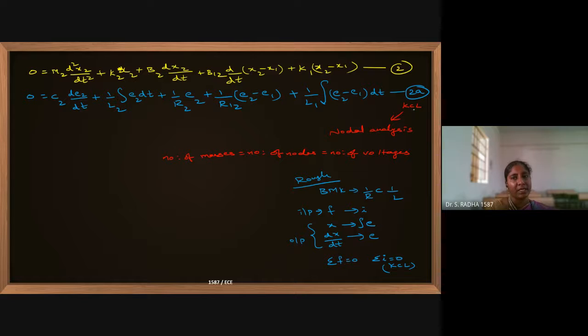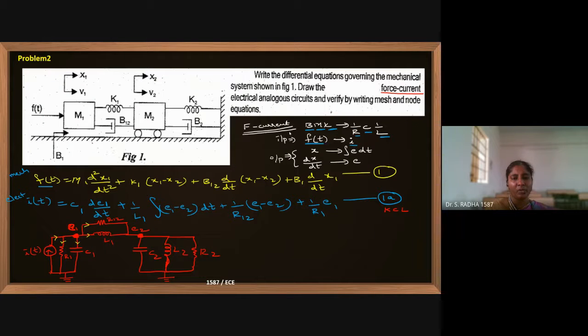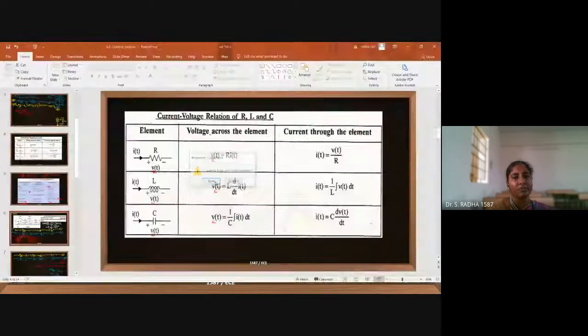If we are writing the KCL equation for any circuit, that is called nodal analysis. If we are writing the KVL equation, that is called mesh analysis. So now we have completed the two equations and the related diagram for the electrical system.